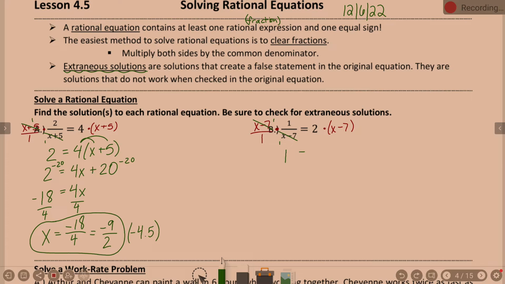1. Equals, on the right, it's 2 times x minus 7. So you need to distribute. And that becomes 2x minus 14. It's 2x minus 14. I want to add the 14. 1 plus 14 is 15.